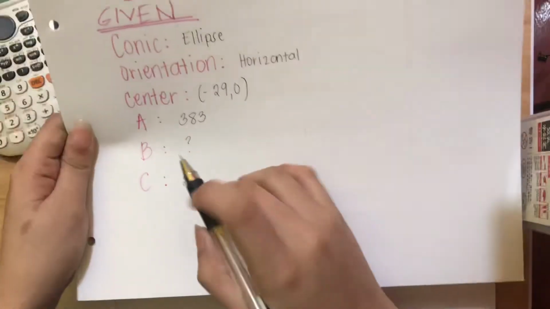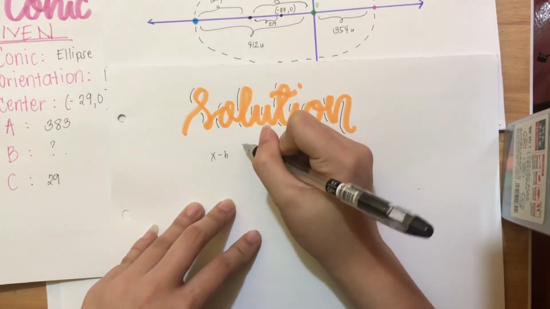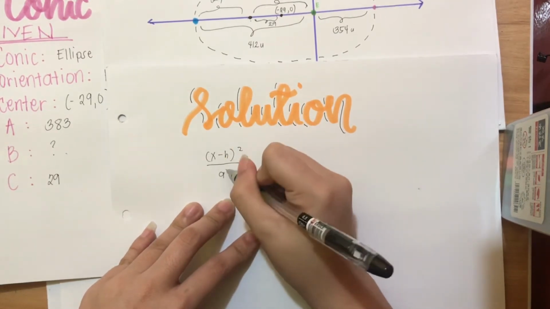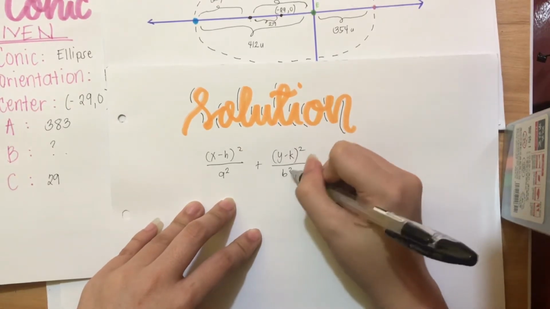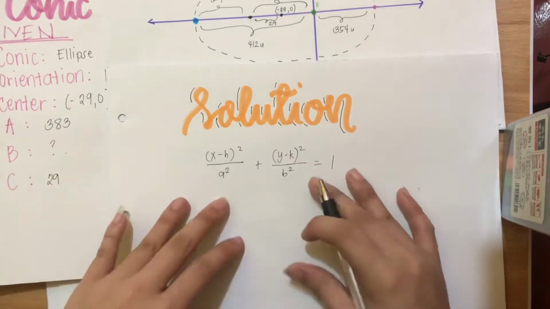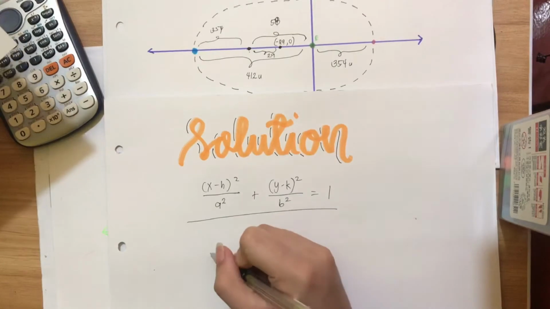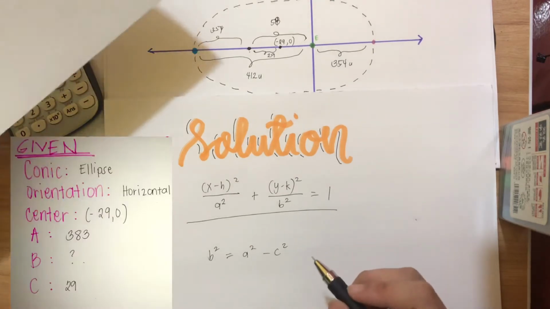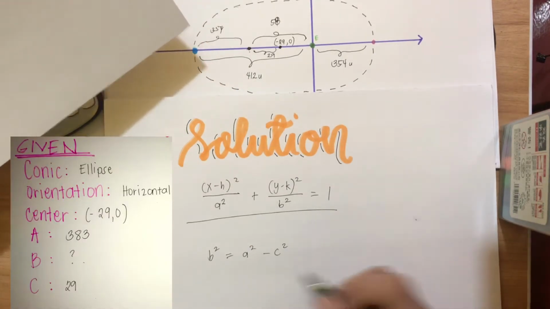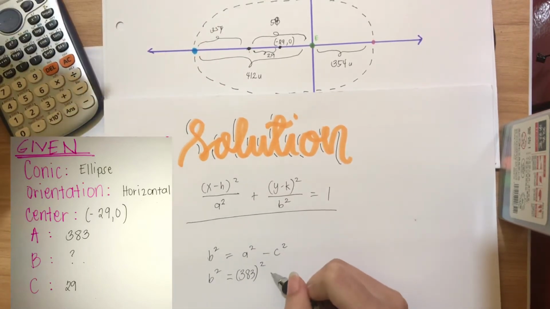We will now proceed to the solution. Again, we don't have the value of b, and that's what we are going to find. x minus h quantity squared over a squared plus y minus k quantity squared over b squared is equal to 1. Let us substitute all the givens to this equation. But before that, we need to know first the value of b. To find it, we will use the formula b squared equals a squared minus c squared. Let us substitute the values of a and c. b squared is equal to 383 squared minus 29 squared.